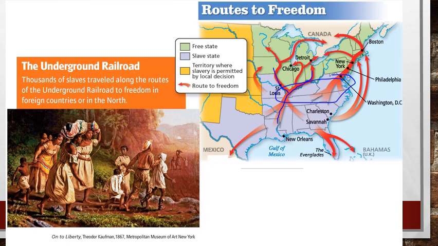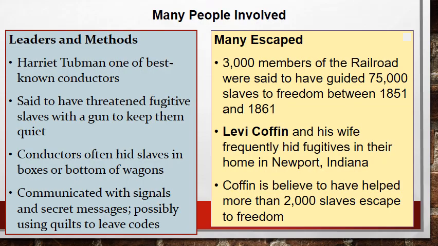And some make it all the way to Canada, recognizing that the only way they could be safe was to be in another country entirely. Harriet Tubman is one of the most well-known conductors of the Underground Railroad. She made multiple trips into the South to bring people to the North, often having to threaten them with a gun to keep quiet, to follow her lead, and to not betray anybody.